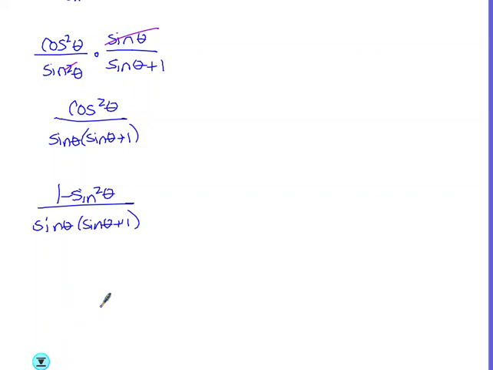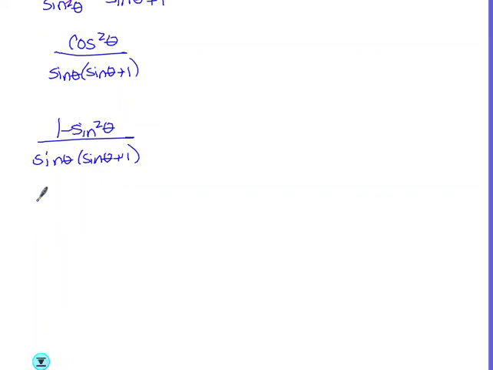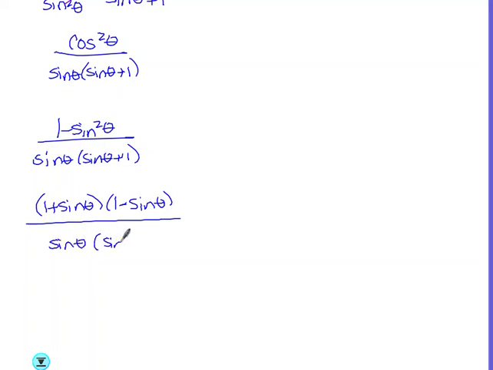Then I'm going to factor the numerator. This is the difference of perfect squares, so I have 1 plus sine of theta and 1 minus sine of theta. Then the 1 plus sine thetas cancel out, and we are left with 1 minus sine of theta over sine theta, which is what we want.